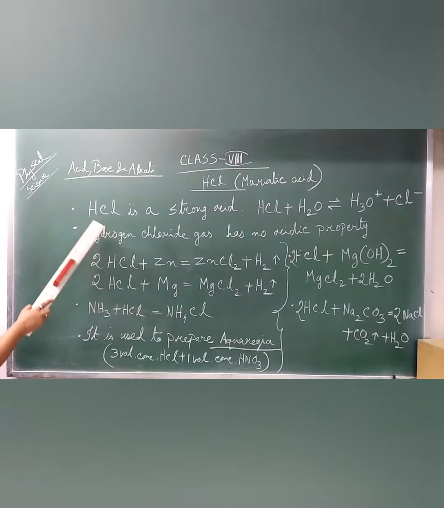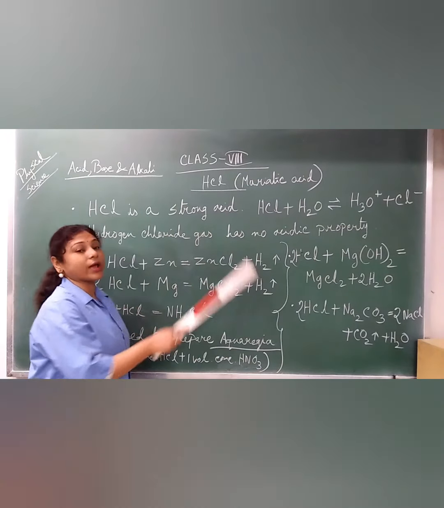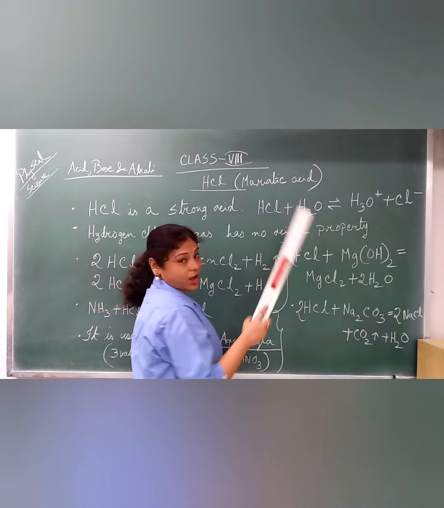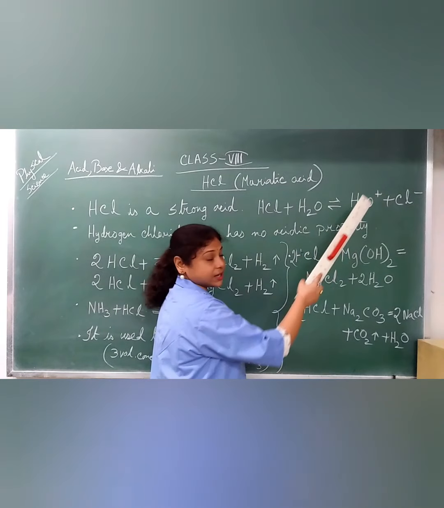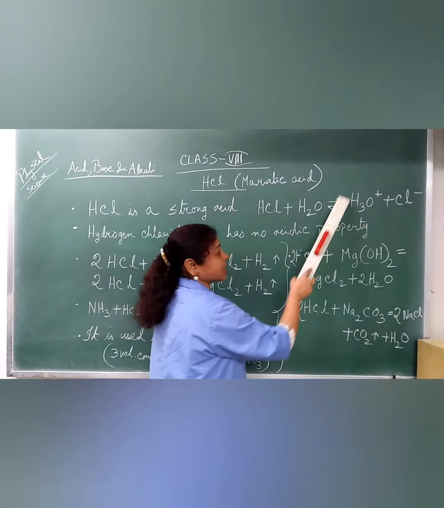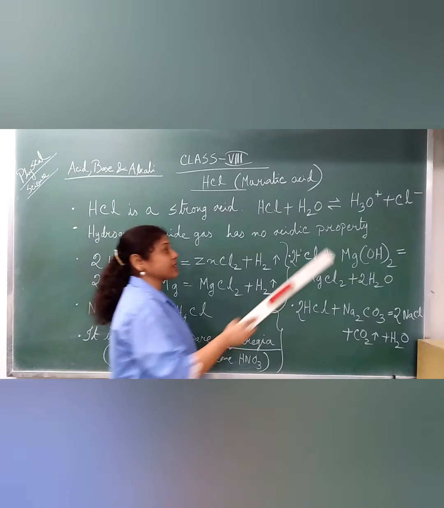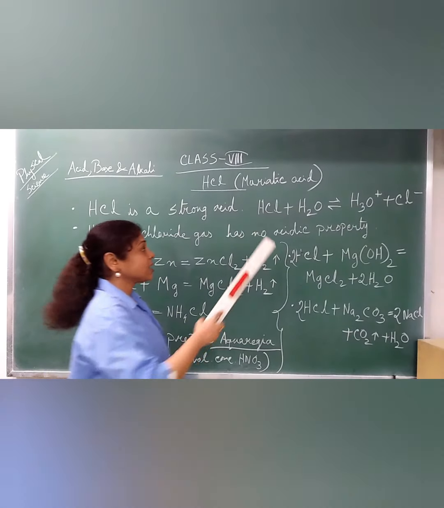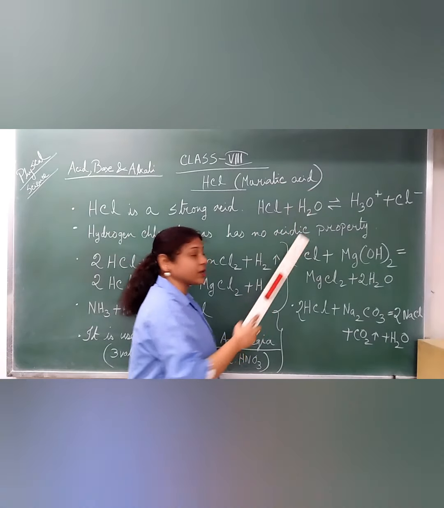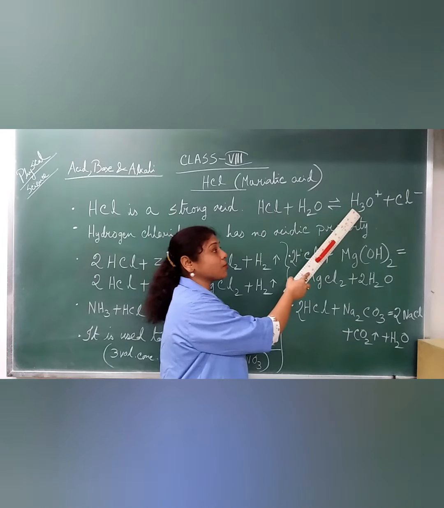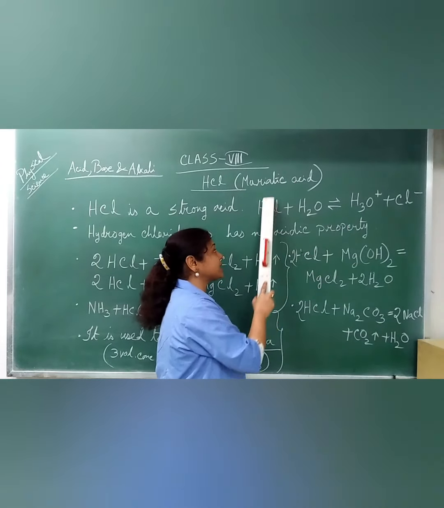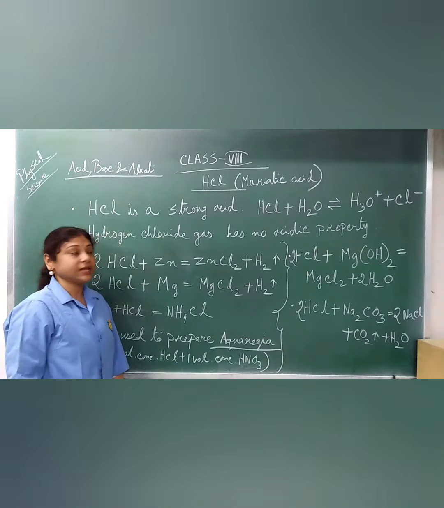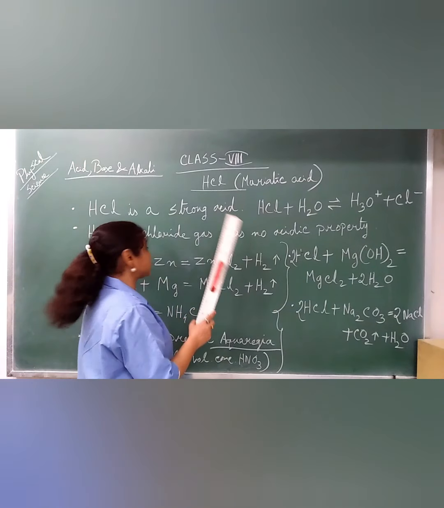Now, properties. First of all, HCl is a very strong acid. Why? Because when HCl dissolves in water, it ionizes completely to form H3O+ ion, that is hydronium ion, and chloride ion. Means the hydrogen atom of HCl combines with an H2O molecule to form H3O+ ion, and the Cl- ion will be separated. So it ionizes completely. That's why HCl is a very strong acid.